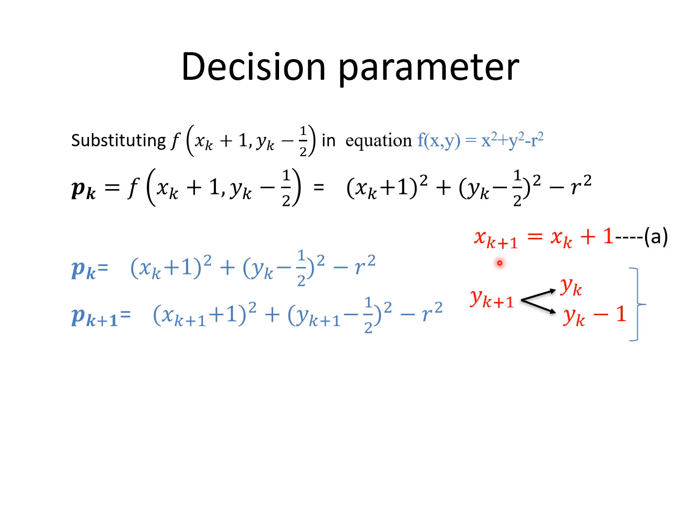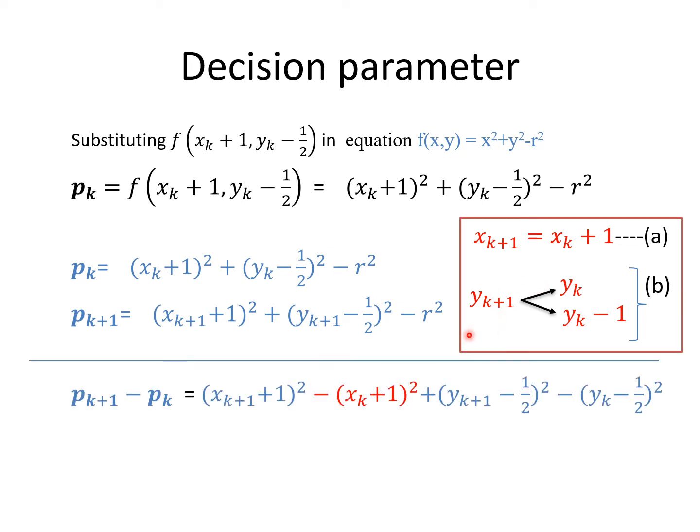We know that the value of x in the algorithm is always incremented by 1, and we have to decide upon the value of yk, whether it will be the point outside the circle, which is yk, or the point inside the circle, which is yk minus 1. So the decision has to be taken on the value of y. We take the difference of these two equations, and we get this as a result on the right hand side: xk plus 1 whole square minus xk plus 1 whole square. These are the two terms, and again these are the two terms. We subtract pk plus 1 minus pk.